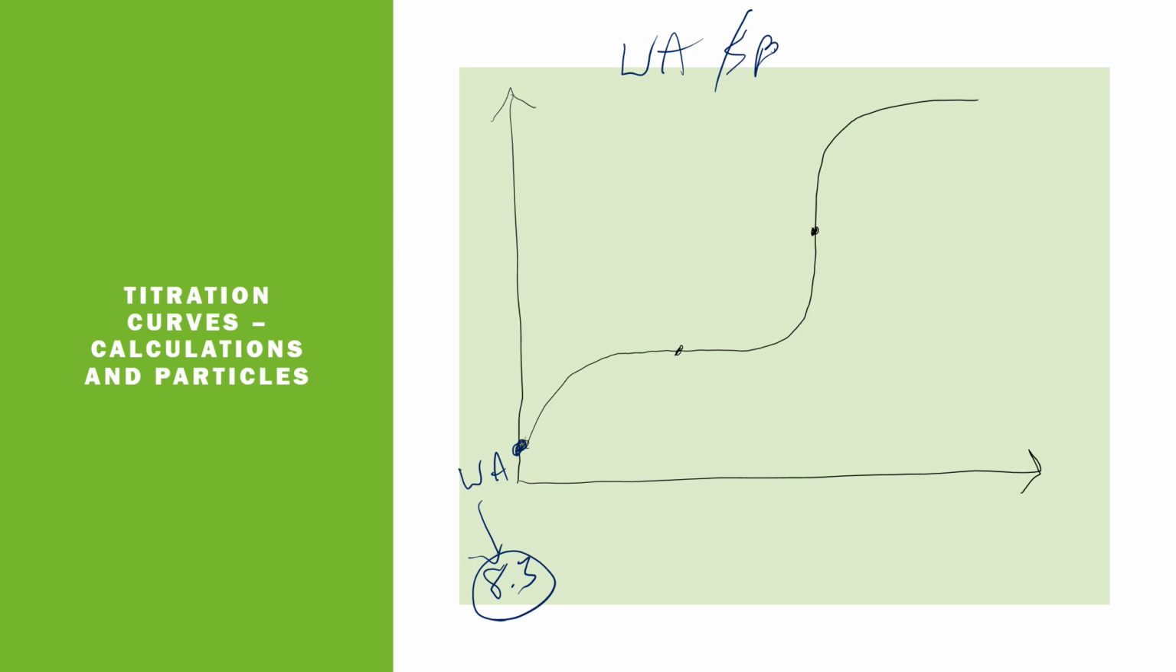In terms of particles in the solution, your weak acid HA, we'll do that, is going to dissociate just a little bit into hydrogen ions and your conjugate base, but a very, very small amount. You have significantly more of the undissociated acid in the solution at that time.